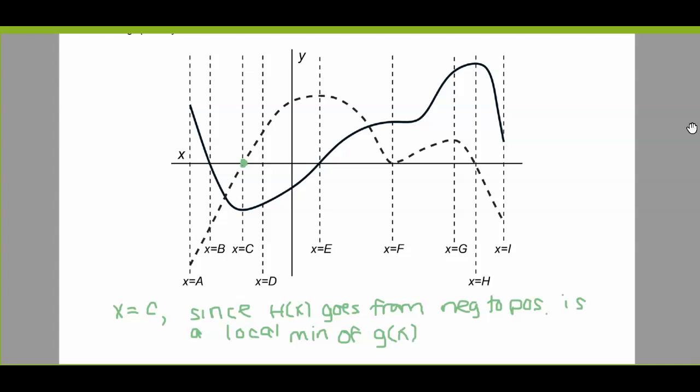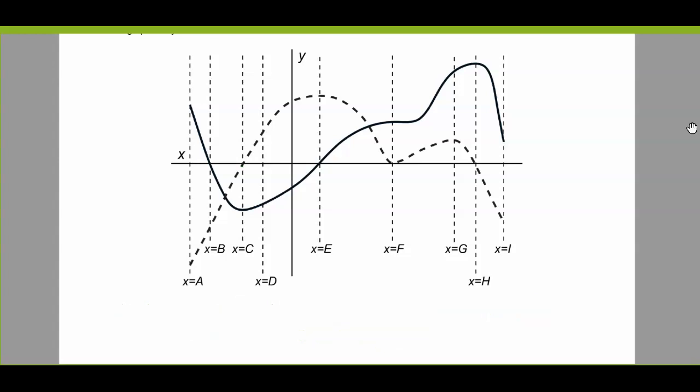So you'd say at x equals c, since h of x goes from negative to positive, it is a local min of g of x. That is the written justification for the local min of g of x. I can't say g of x has a local min based off the graph. You have to tell me why g of x has a local min based off of its derivative graph or actual data. That's what the first derivative test says.